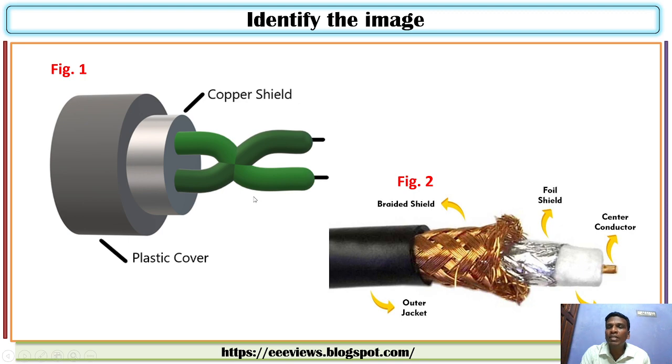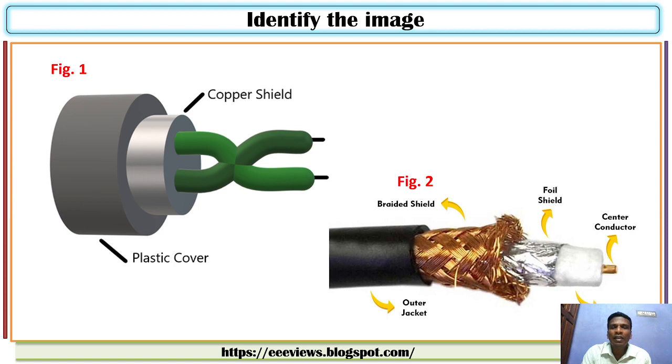Figure 1 is the twisted pair cable, which is used for transmitting information and for data transmission. For everything they use this twisted copper pair. Figure 2 is a coaxial cable, similar to what you see in cable TV connections, where interference is reduced. You can see the center conductor, the center copper conductor, which carries the information. Both figures are used to carry communications over a longer distance.